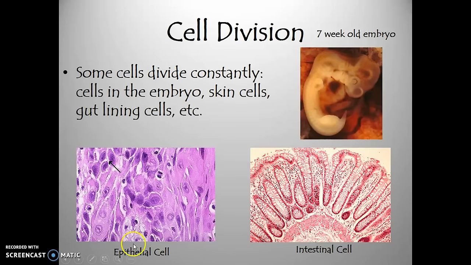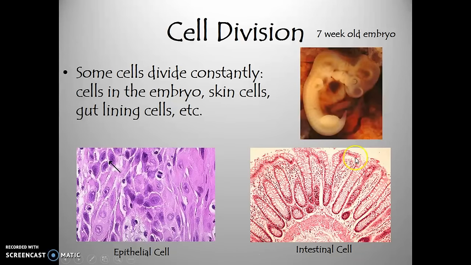Epithelial cells, so these are outer layer cells such as your skin. Your skin cells, their job is to be this protecting outer layer. And they sort of slough off or fall off really often. In fact, most of the dust in your house is just your family's dead skin cells that fell off. So they're constantly being replaced.